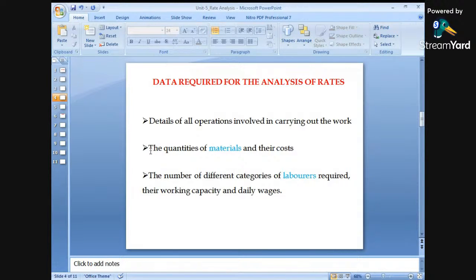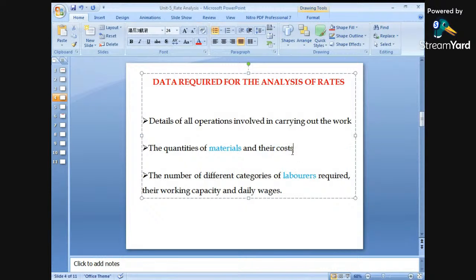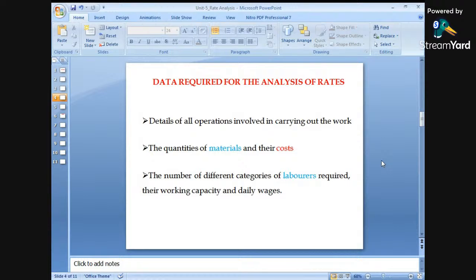Number two is the quantities of materials and their cost. The most important thing, which has been repeated, is that we have to find out the quantities of the different materials required. Suppose the example is again the same, for brickwork. How much quantity of bricks is required, in thousands or in numbers? What is the fine aggregate required, or what is the cement content required? How many bags of cement are required, and the cost of cement, or the cost of fine aggregate, or the cost of bricks.